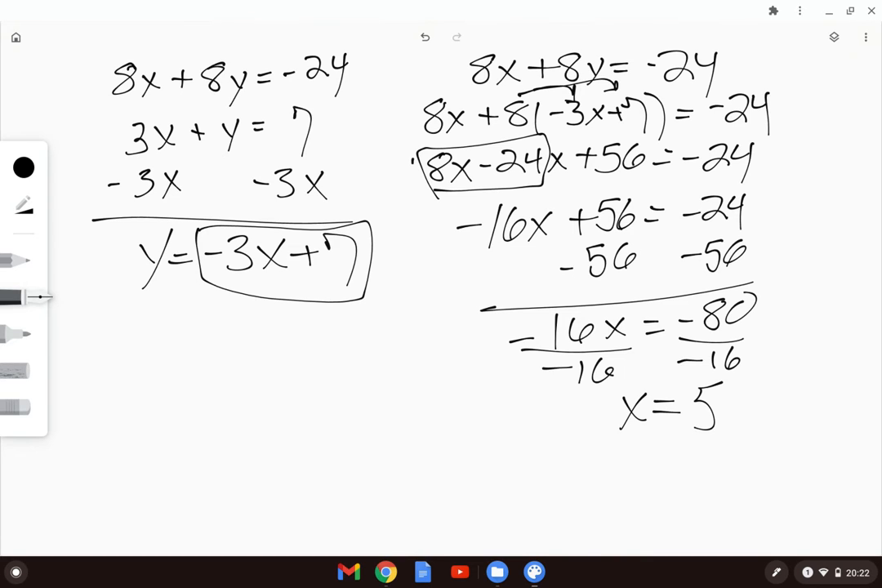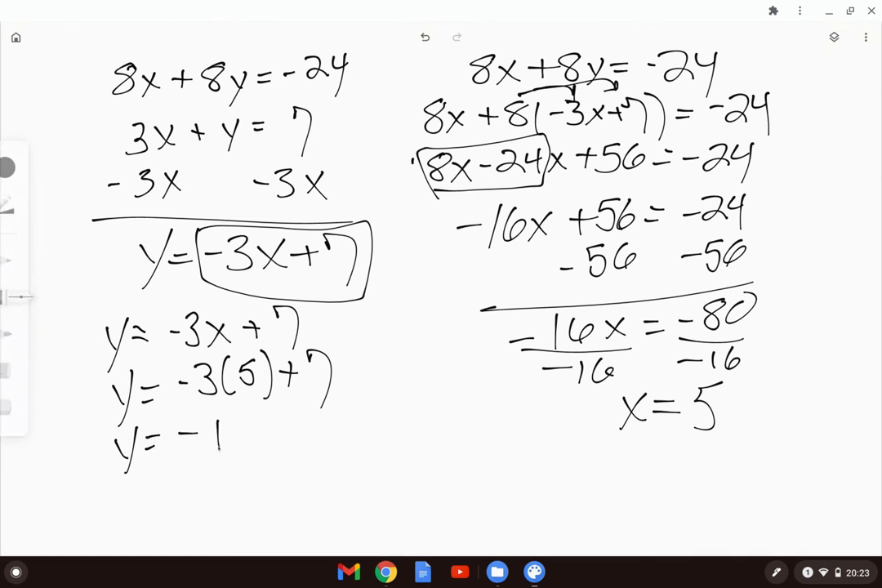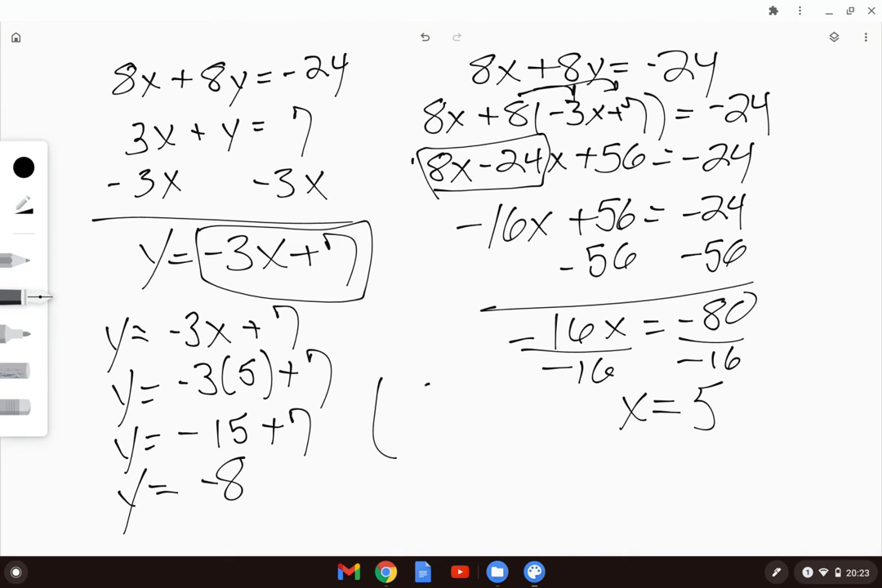All right, so I solved the equation for one variable. Now I need to substitute this answer into one of the original equations and solve for the other value. Well, I already have an equation that is written in terms of y and defines the value of y. So I'm just going to take that equation, substitute the 5 in for the x, and my answer becomes y equals negative 8. So my ordered pair solution is 5, negative 8.